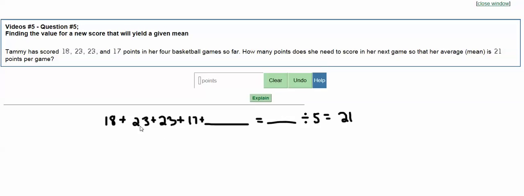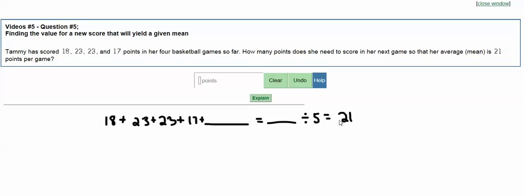So here's what we know. Here are the 4 numbers, or the amount of points that Tammy has scored in her first 4 games. When she's done with her 5th game, which I left blank because that's what we're going to figure out, she wants to be able to say, I averaged 21 points per game. So the question is, how many points does she need to score here so that she can say I averaged 21 points per game?